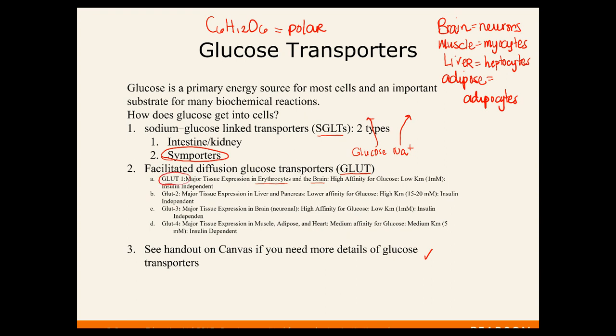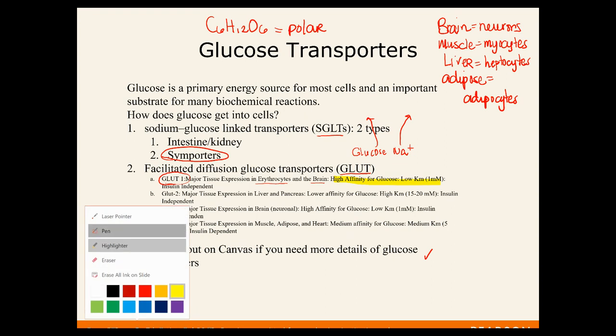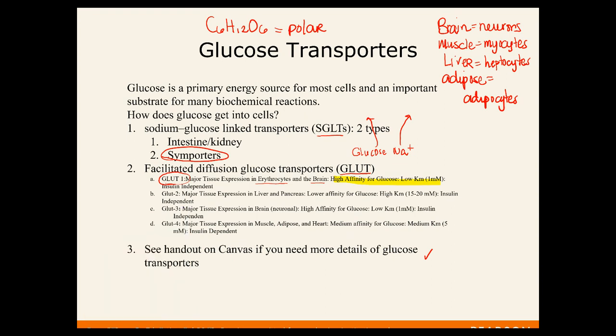And I want you to get excited about one thing. If you notice here, let's look at this one little sentence that is really exciting. GLUT1, those are mostly in red blood cells and in the brain. Those have a high affinity for glucose. And look at the next part there, low Km. So Km, I'm excited to say, helps us to understand these processes.